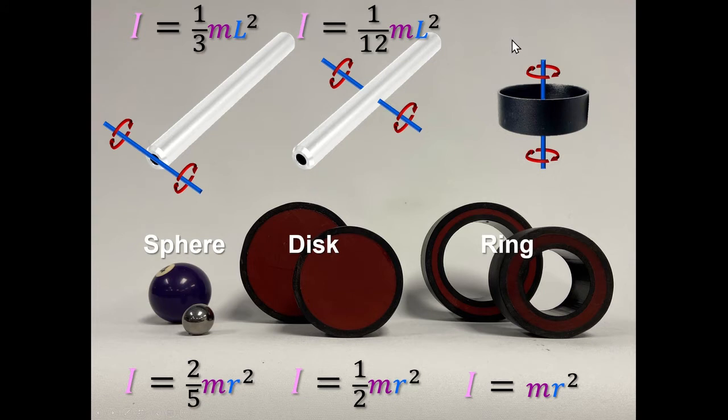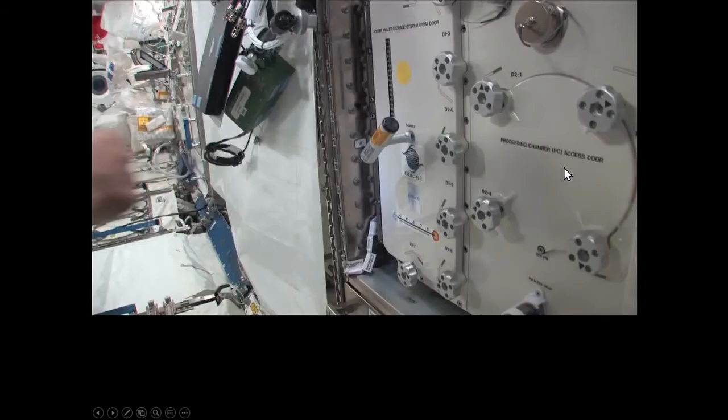Now I've already given you the equation of a ring rotating about this axis. It's this here. But if we rotate about that axis, it's going to be 1/2 mass times radius squared. It's going to be half as hard to spin it about this axis as it would be this other axis.